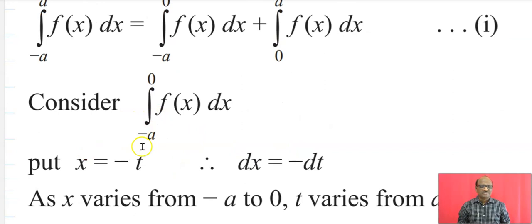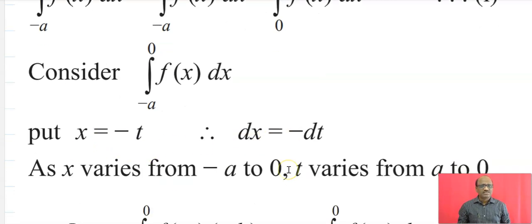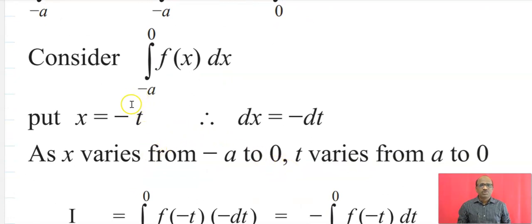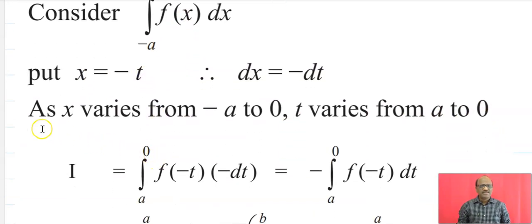Now consider this integral. Now here the substitution is important. When we solve the properties of definite integration, substitution is very important. The substitution we should take is x is equal to minus t. Therefore dx is equal to minus dt. Now we'll change the limit. Put x equals minus a, then minus a is equal to minus t, so t is equal to a. Put x equals 0, minus t is equal to 0, that is t is equal to 0. Therefore, as x varies from minus a to 0, t varies from a to 0.